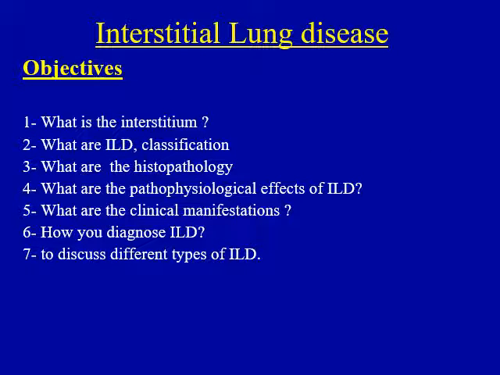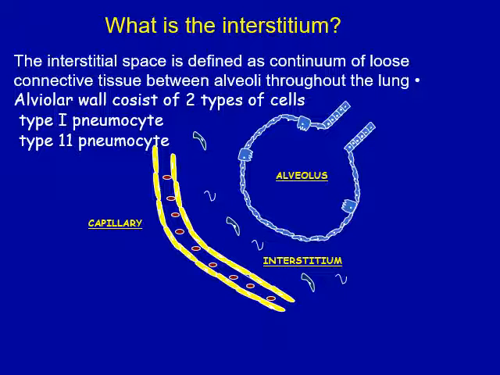The learning objective is to be able to describe the interstitium, the definition of interstitial lung disease, the classification, etiology, presentation, and diagnostic evaluation. What is the interstitium? The interstitial space is defined as a continuum of loose connective tissue between the alveoli throughout the lung.